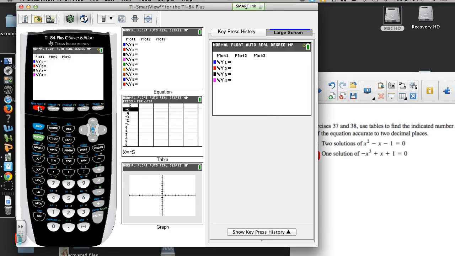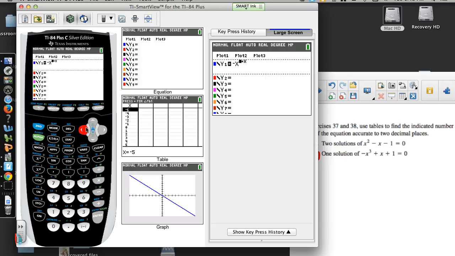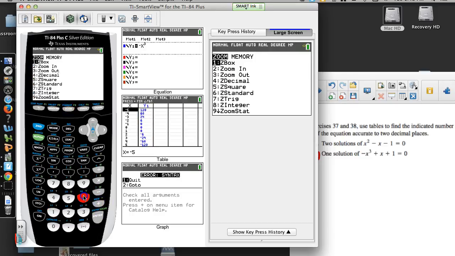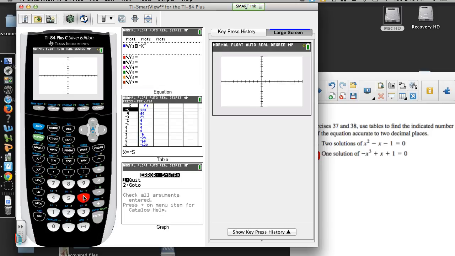So y equals, on your graphing calculator, a negative x to the third plus x, clear this out. There we go. Negative x to the third plus x, and then plus 1. And I'm going to hit zoom standard, and we'll hope we get to see an intersection here because it said we had to find one. Well, we see one, and it looks like it's a little bit to the right of 1.